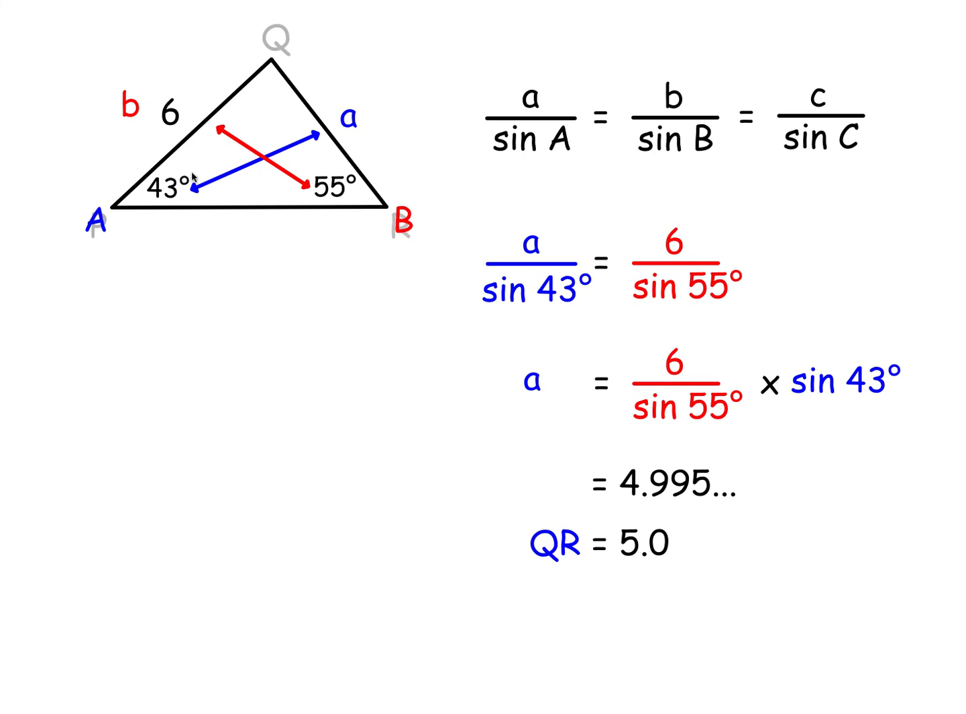You need to know the angle opposite to the side you're after. And you remember a triangle makes 180 degrees. So if that angle wasn't there, you could work it out. So that's find a side.